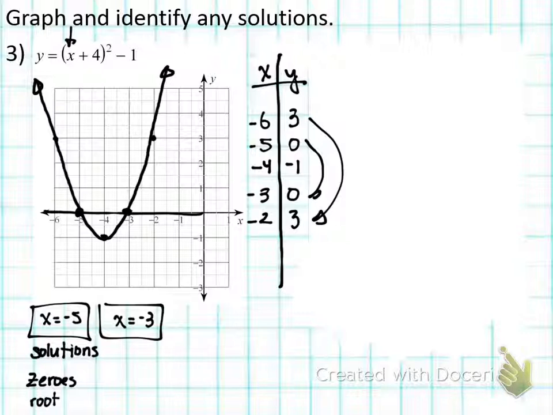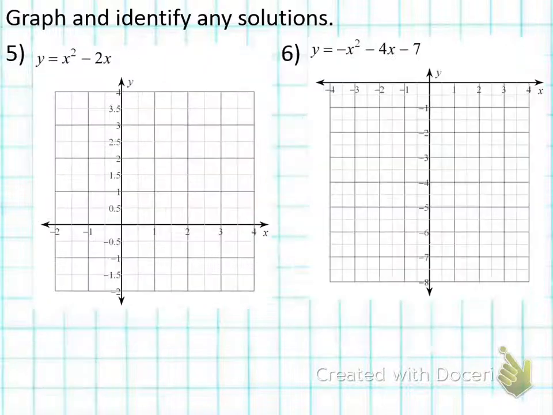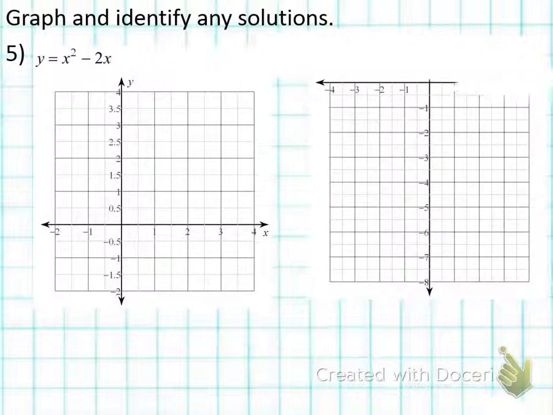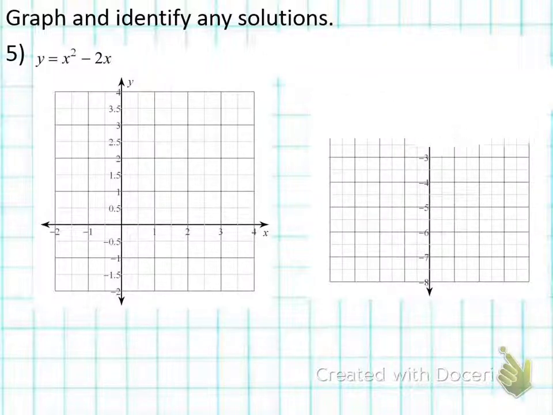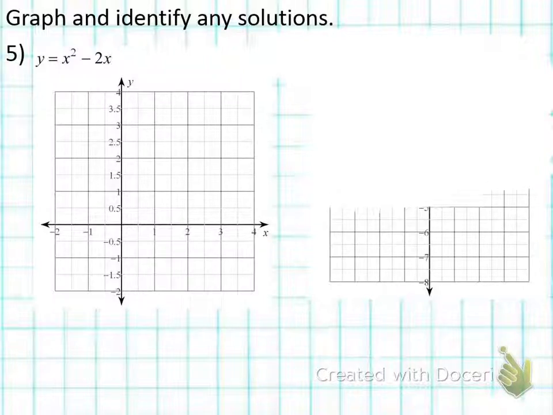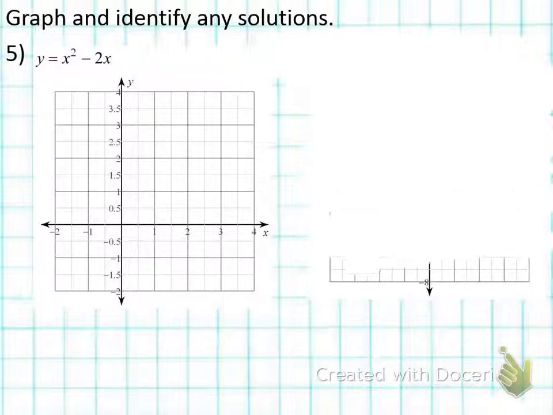Okay, that's number 3. I'm going to jump to another one. Let's jump to number 5, okay? Number 5, if you could write this down, we'll do this once, kind of together.